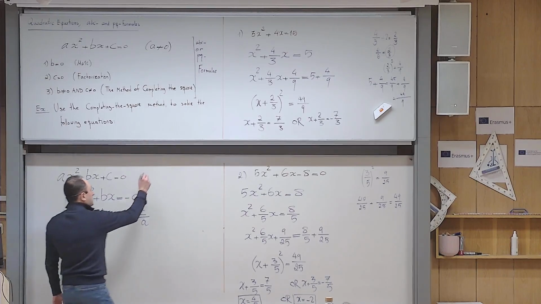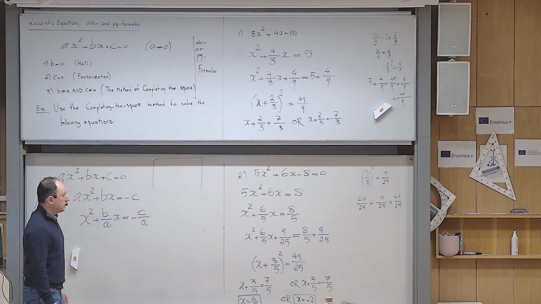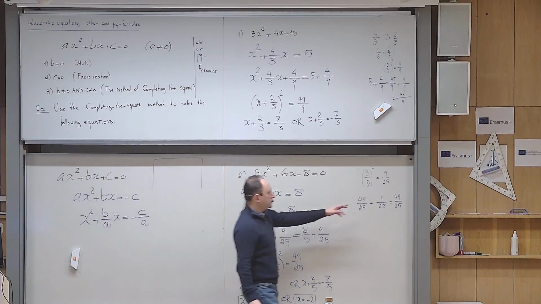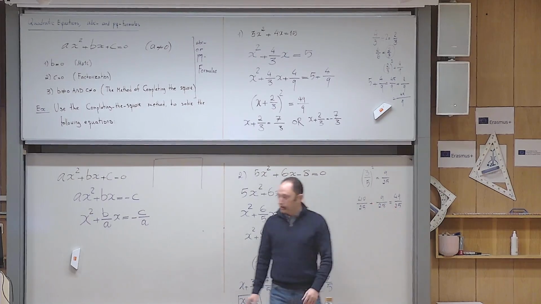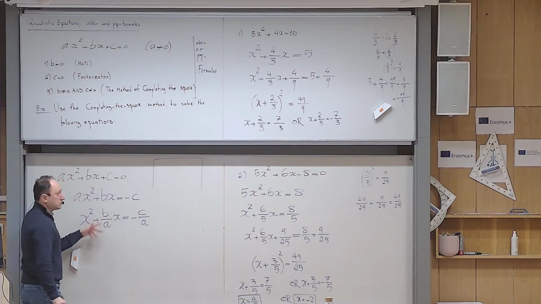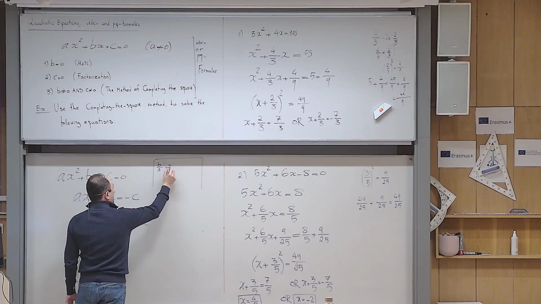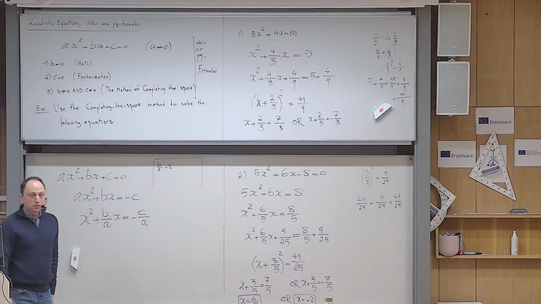Okay, I go to a scratch paper here, because I need to understand which number I have to add. So what is that one? The rule of thumb applies here as well. So I go here, B over A, and I divide it by 2. Can you do it in your head?